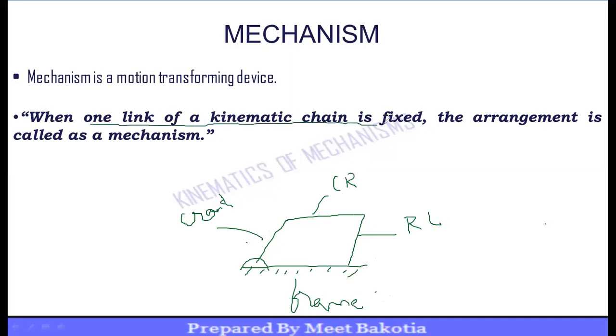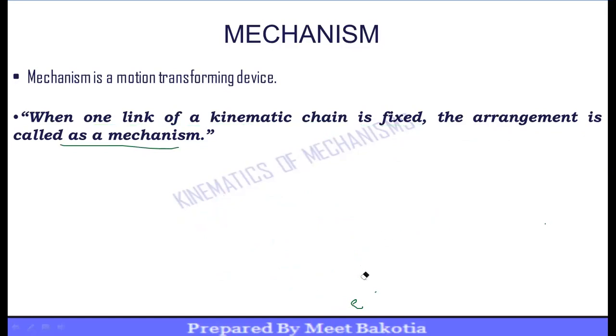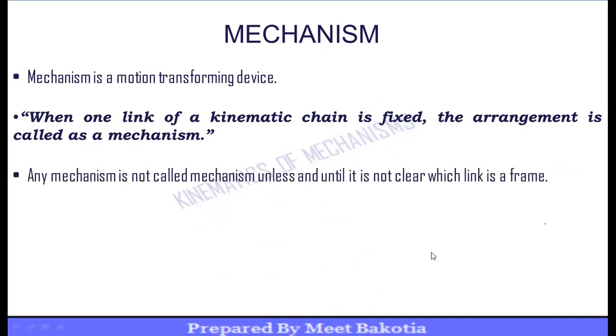So when one link of a kinematic chain is fixed, the arrangement is called the mechanism. Mechanism is a motion transforming device. It transforms motion. Any arrangement is not called a mechanism unless it is clear which link is the frame link, which is the fixed link, right? So when the frame link is specified in the kinematic chain, I can call it the mechanism. If someone asks what the difference between kinematic chain and mechanism is: the kinematic chain is an assembly of kinematic pairs in which each link forms a part of two kinematic pairs, and the relative motion between the links is completely or successfully constrained motion. But till then we had not defined which link is the fixed link. So when the frame link is specified in the kinematic chain, it becomes the mechanism.